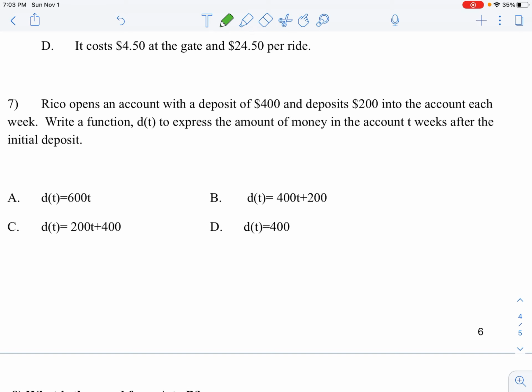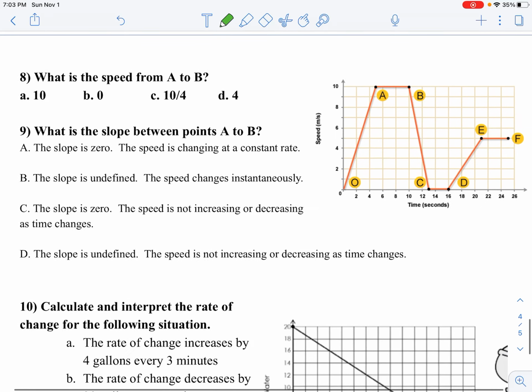Last question, it says Rico opens up an account to deposit $400, and then he deposits $200 each week. So again, that $400 is just an initial deposit. It only happens one time, so it's not going to have a variable attached to it. The $200 is going to have a variable attached to it because he's doing it each week. So my answer to this one is also C.